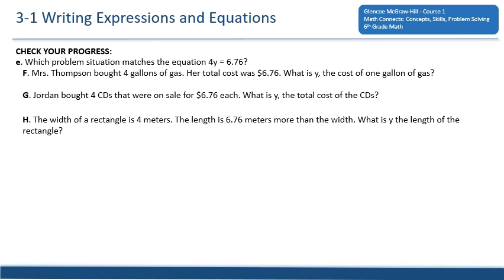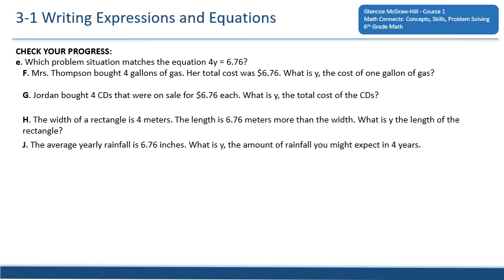H, the width of a rectangle is 4 meters. The length is 6.76 meters more than the width. What is y, the length of the rectangle? So if we have the width of 4 and the length of 6.76 more than the width, then I think this would be the same as the last one. I think we would have 4 times 6.76. No, it would be 4 plus 6.76 equals y, I believe. So I don't think that that one is the equation above.